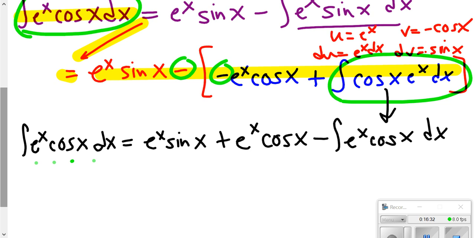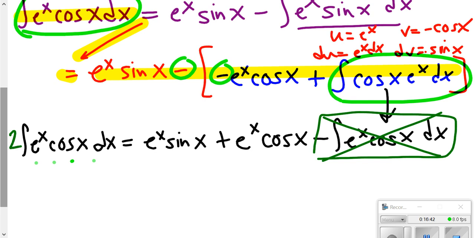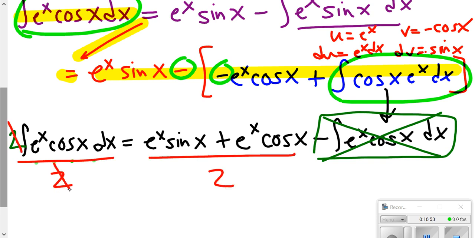Now notice that the thing I'm trying to solve for is in two different places in the equation. So we're going to just take this term and add it to the other side. When I do that, I'd have two of them. And then if I want to solve for this original integral, which is what I was trying to do, I just need to divide through by 2. And then throw on my constant of integration.